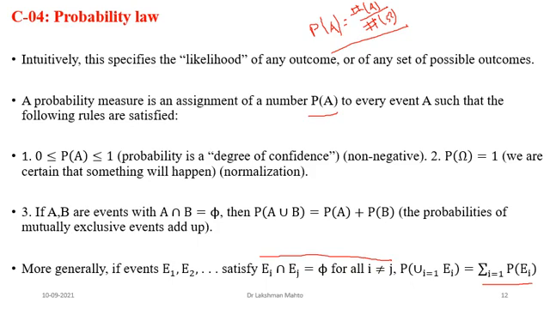Okay, but that assignment number becomes a probability measure when it satisfies these three properties. Then it becomes a probability measure. If there is some kind of failure, then simply you can say that no, it would not be a probability measure.